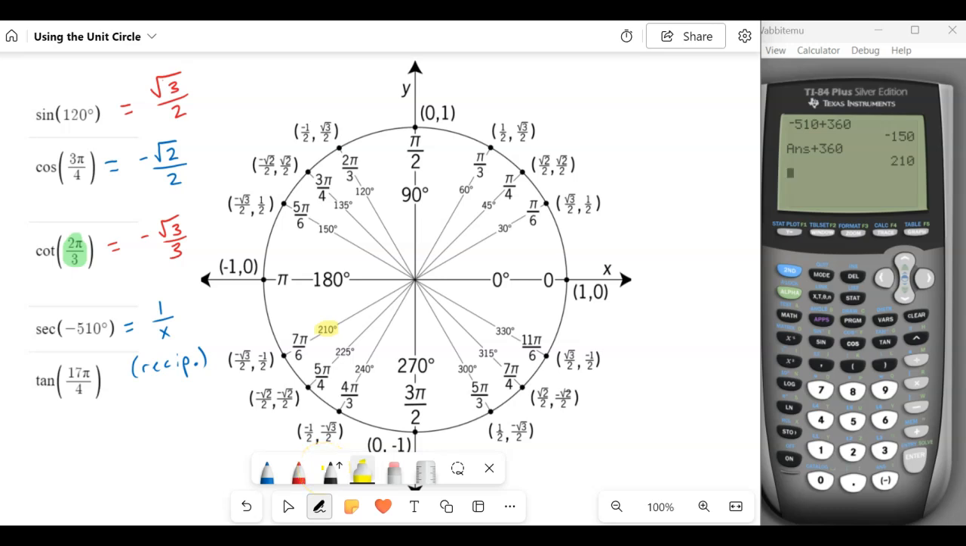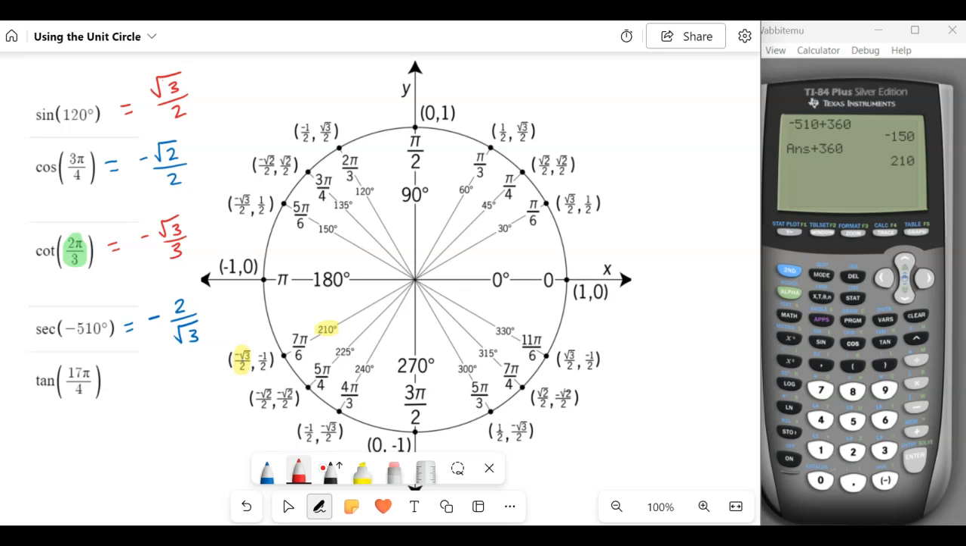Okay, secant is the reciprocal of the x-coordinate. So there's my x-coordinate, negative square root of 3 over 2. The reciprocal of that would put the 2 in the top and the square root of 3 on the bottom. All right, so I'm just adding until I get a number between 0 and 360 degrees, or if it's radians, 0 and 2 pi.